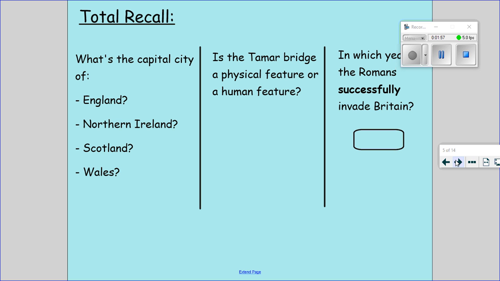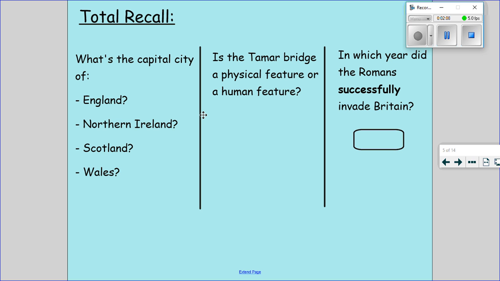So our quick total recall for today, you can write these down and you can tick them in purple pen. So the first one is, what's the capital city of England, Northern Ireland, Scotland and Wales? Your second question is, is the Tamar Bridge a physical feature or a human feature? And finally, in which year did the Romans successfully invade Britain?